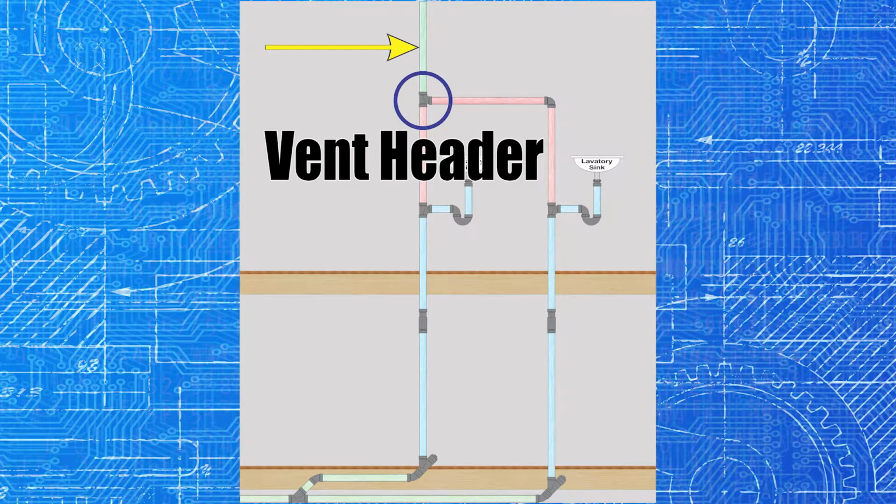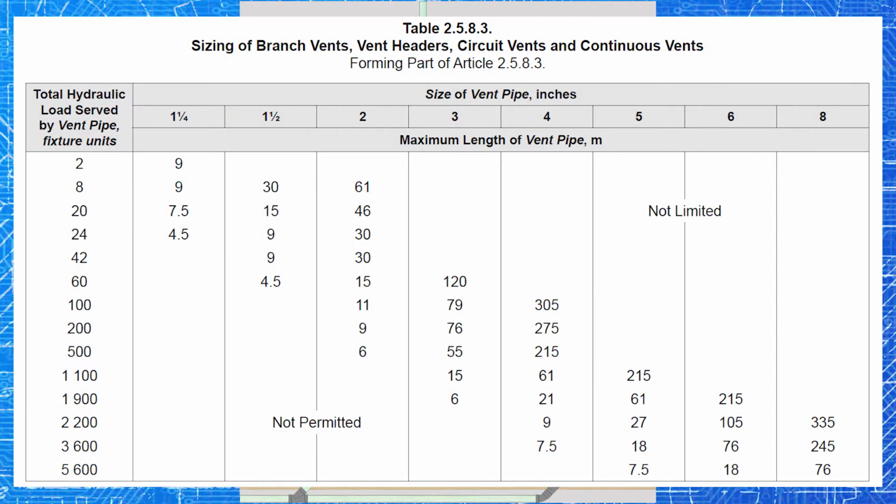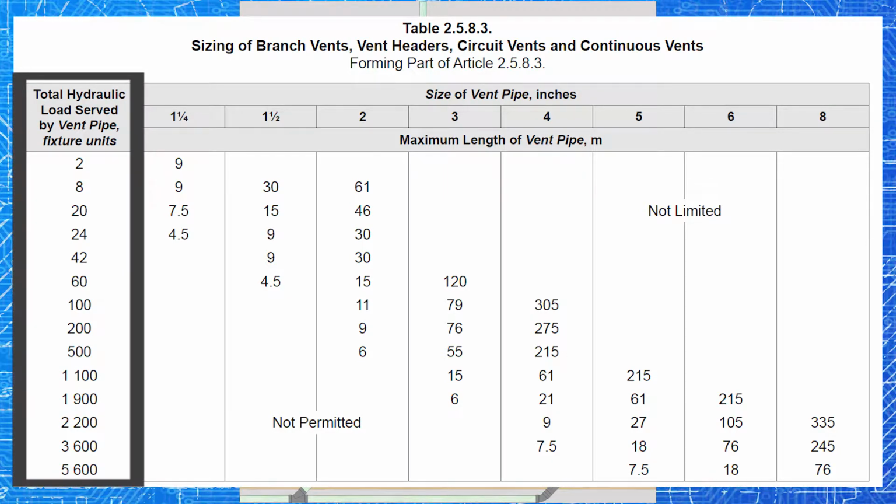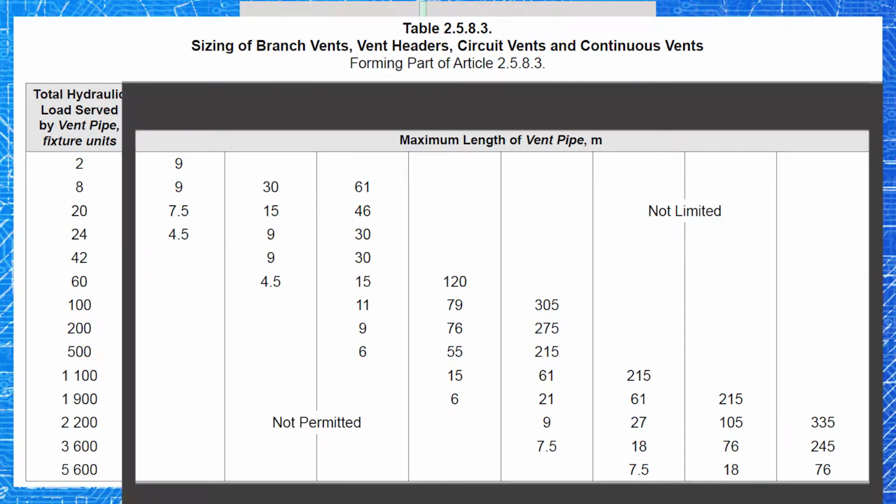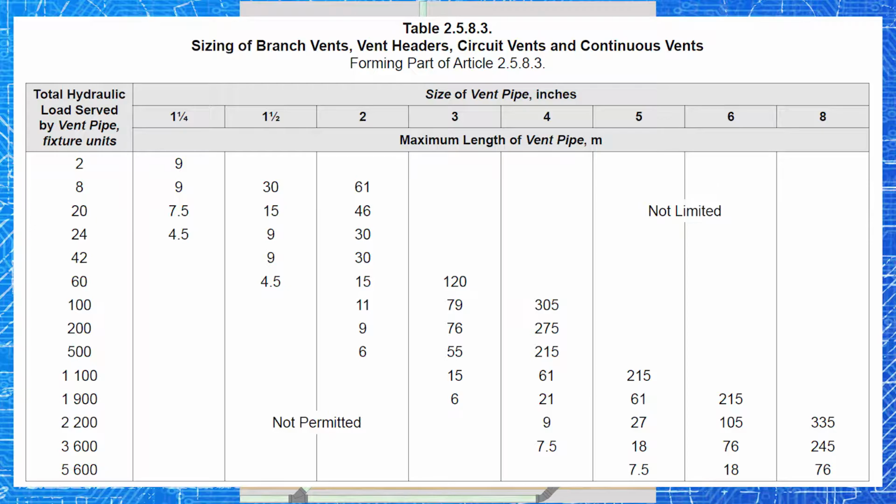Well, let's talk about sizing. To size a vent header, we need to use table 2.5.8.3. Let's take a quick look at it. We've seen this one before in previous videos. On the left-hand side, we have the total hydraulic load being served by the vent pipe in fixture units. And in the main body, we have developed length, or maximum length of pipe in meters. So that's the only two pieces of information that I need.